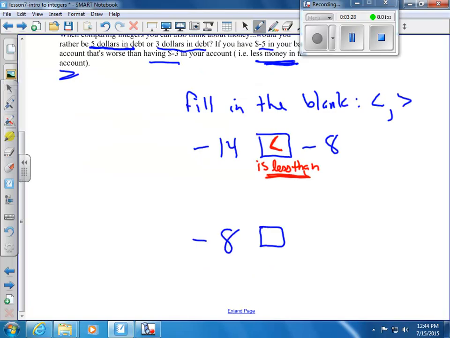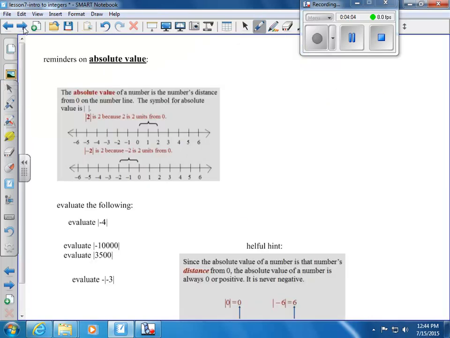Let's try again. -8 blank -12. Well, -8 is bigger than, is more than. So what I always do is I actually write the words "is more than" or "is greater than" -12. If you have -8 in your account, it's bad, but it's not as bad as having -12 in your account, in terms of money. So -8 is some more money than -12. So more than, boom, this symbol. So you have to memorize the symbols. Okay? All right, let's try again.